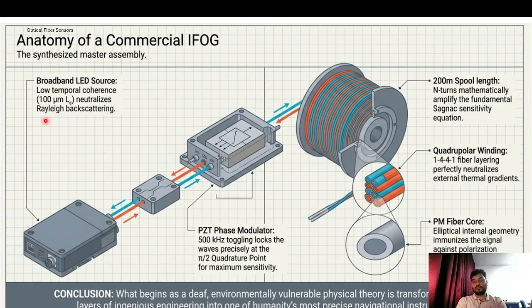Moving towards the next thing, which is the 200 meter full length and turns, mathematically amplifying the fundamental Sagnac sensitivity equation, with quadrupole winding 1441 fiber layering perfectly neutralizing external thermal gradients. Then the PM fiber's elliptical core internal geometry immunizes the signal against polarization wandering caused by the Faraday effect.